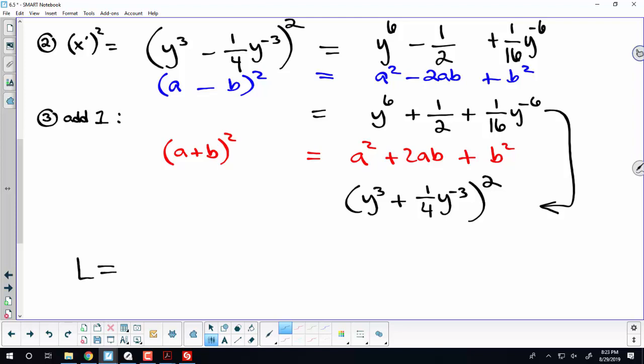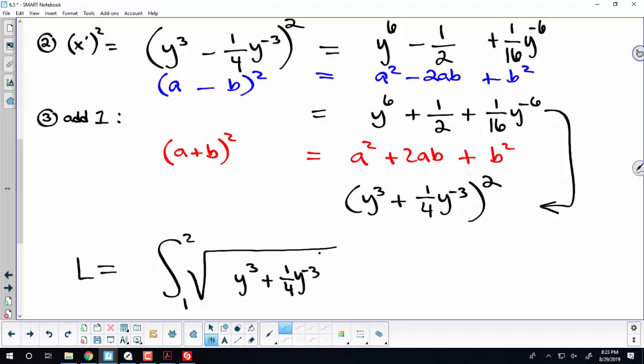So the arc length integral, where y ranges from 1 to 2, that was given. So from 1 to 2. And I'll just write all this in here so we do not miss a step. All right.